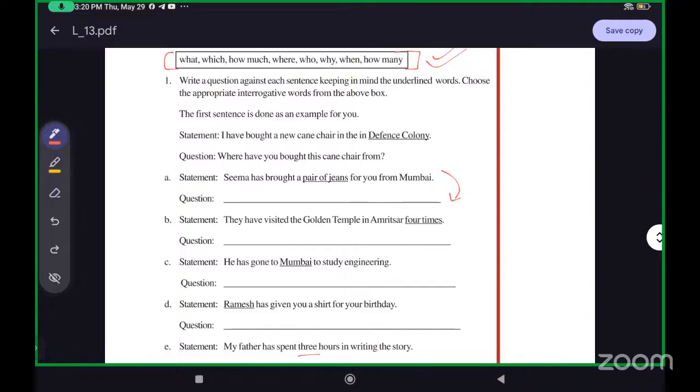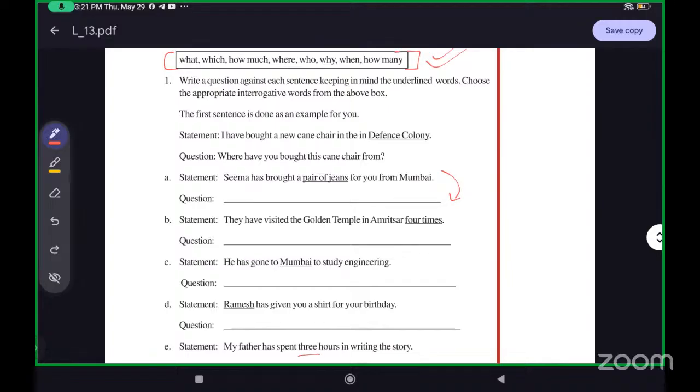Say the first one, Megan. The first question. What has Seema bought for you from Mumbai? What has he got for you? Okay. Alright. And the second one. Ma'am, I wrote how many times have they visited the Golden Temple in Amritsar? Okay. Good.